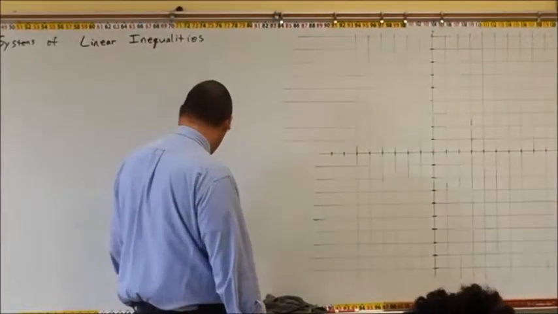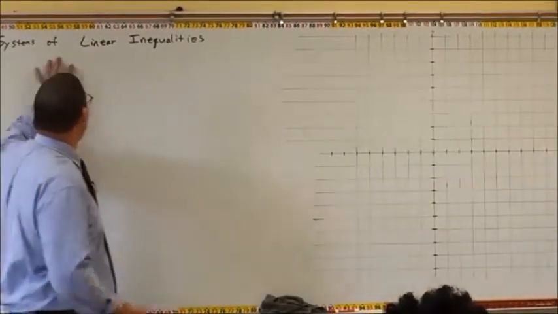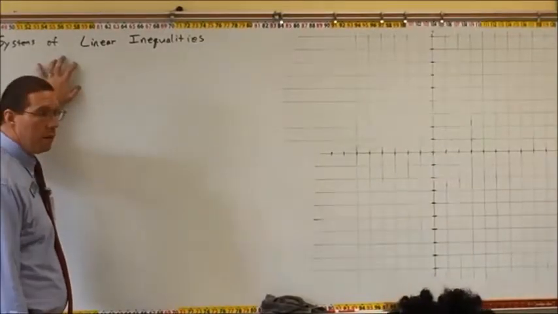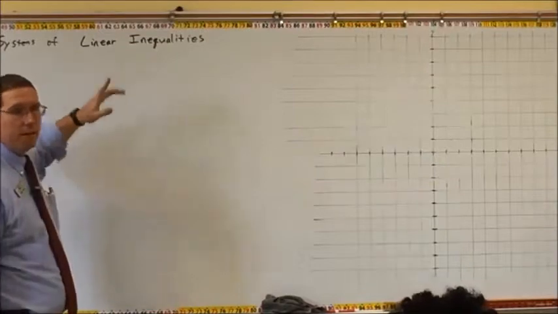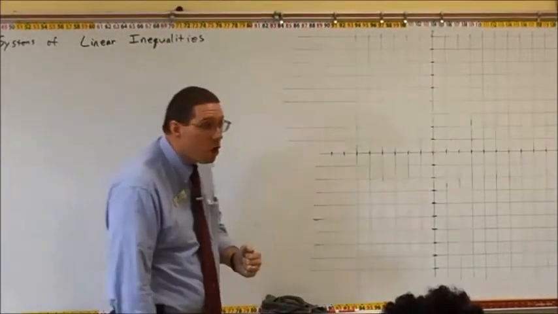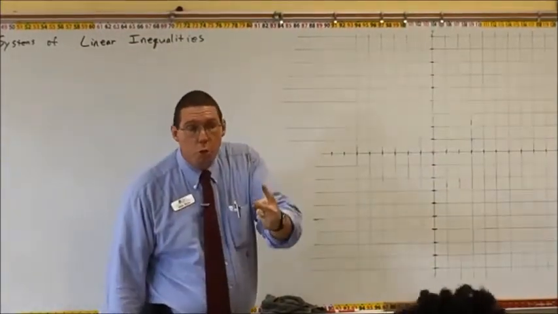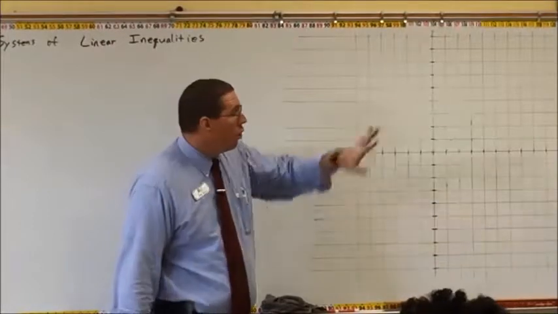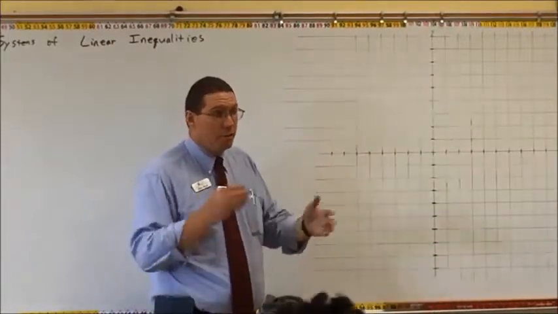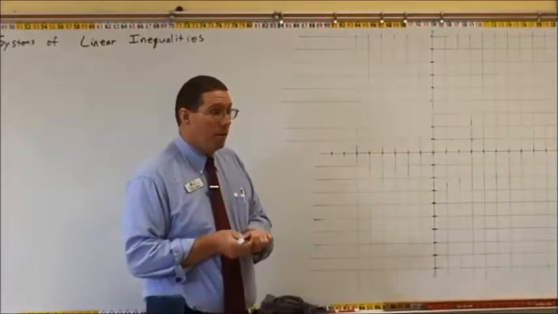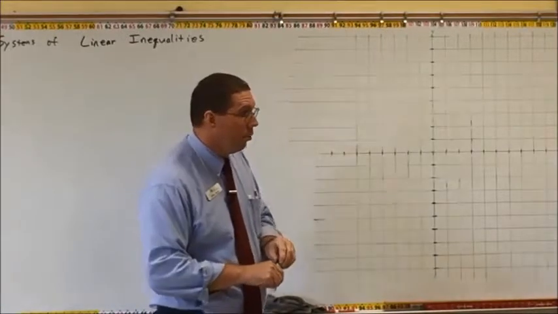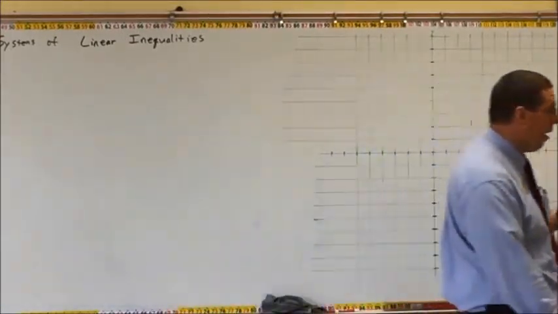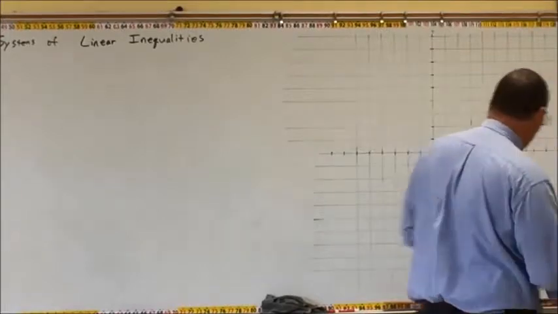All right, so here's what we're going to do. To graph a system of linear inequalities. A system of linear inequalities is two inequalities graphed. That's it. And then with the shading. So basically we're going to do what we just did, only instead of graphing one line at a time, we're going to graph two lines at a time.